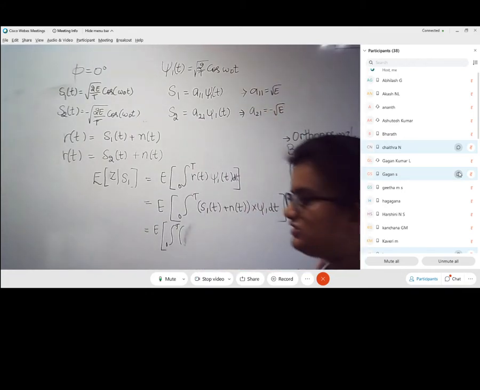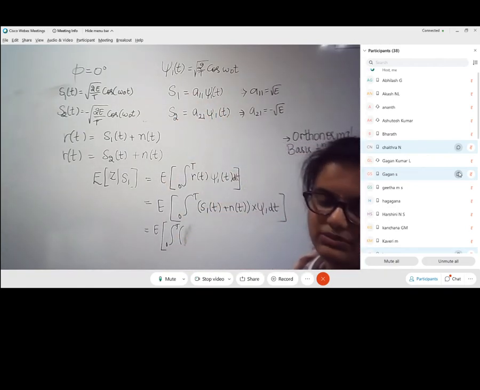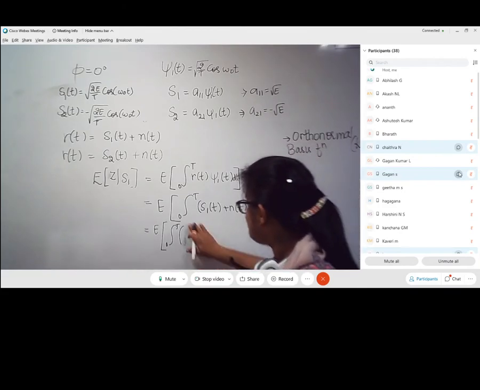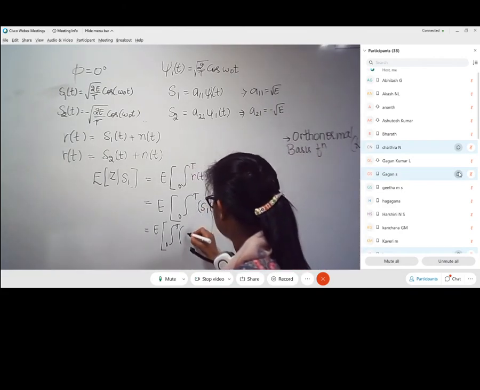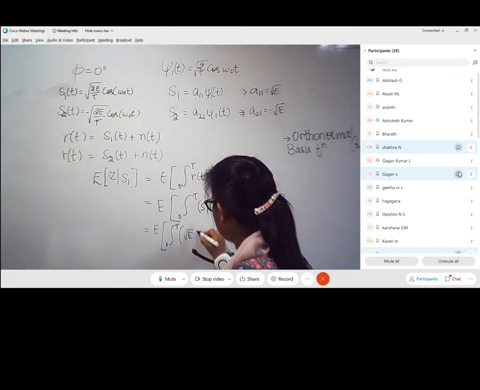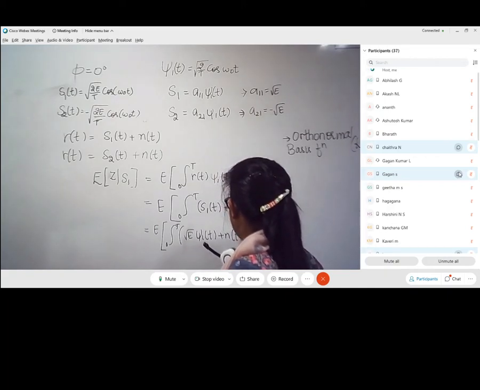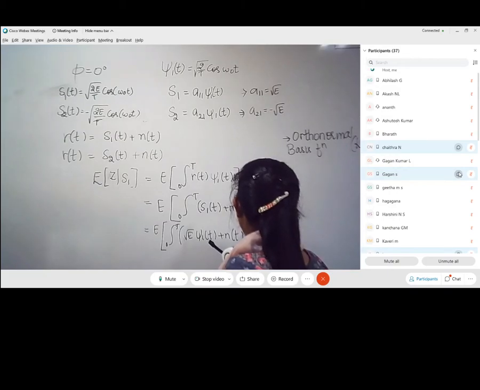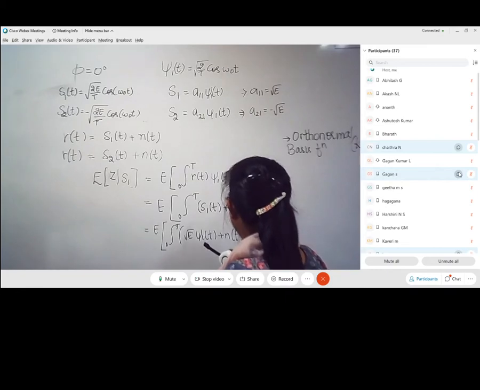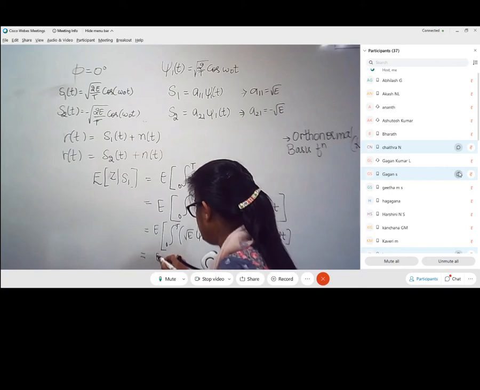Please remember this, because I know that xi1 is an orthonormal basis function and its amplitude is root 2 by t. Having said that, see here, s1 will be root E into xi1 of t plus n of t, into xi1 of t dt. Of course, I have not written t over here. If I have not written t, you please write. So, if you expand this, check out what will happen.